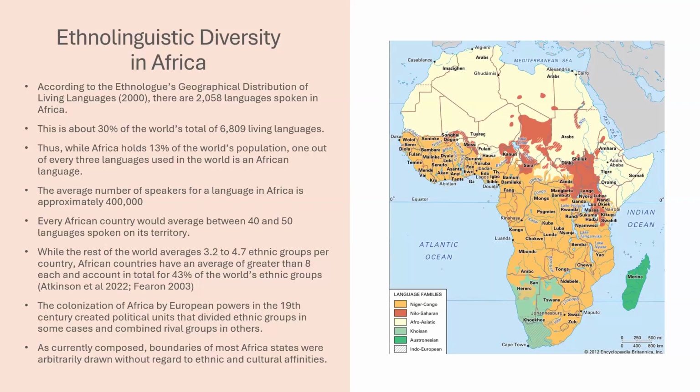Okay, in Zambia, we have over 70 ethnic groups, while in Congo, it's over 400. Wow. How about Ethiopia?